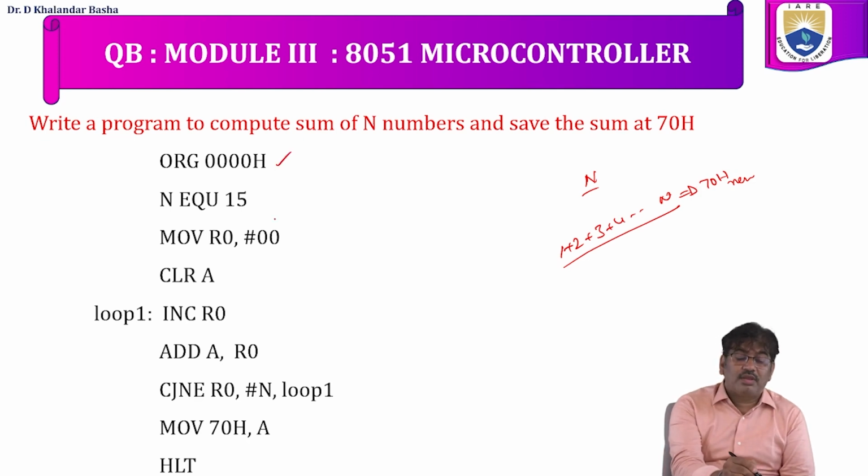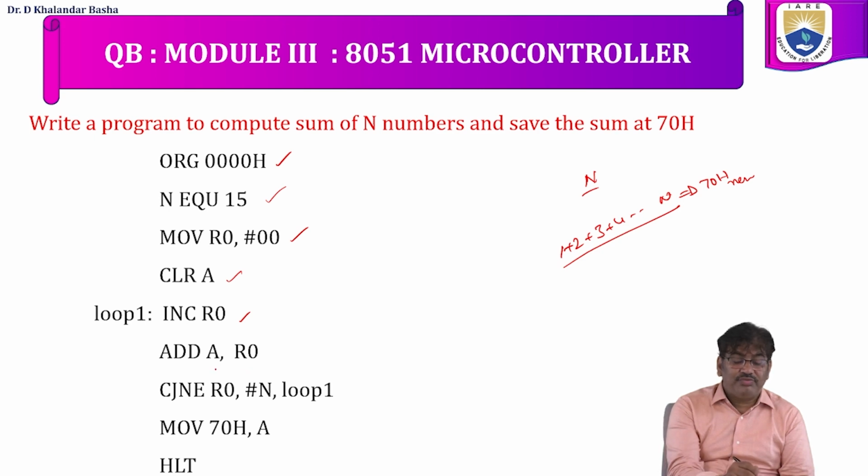So here this program will be loaded at 000. Constant n is loaded with 15. So we need to find 1 plus 2 plus 3 until 15. Initialize R0, that is the initial sum, as 0. Clear the accumulator also. We want to start from 1. So increment R0. This value is added to the accumulator.